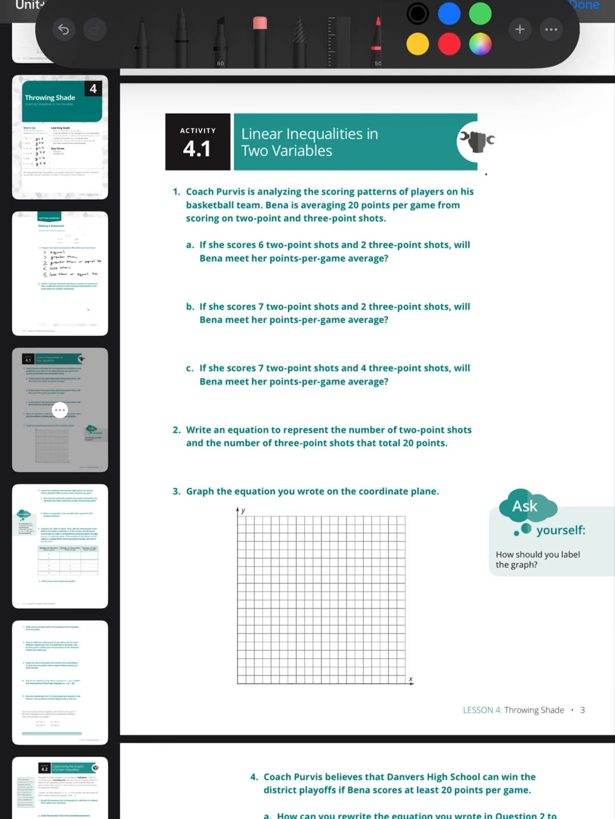So in other words, we got 2 times 6 2-point shots plus 3 times the 3-point shots she has, 2 of them. We need to know what that will equal. Well, if we simplify that, we get 12 plus 6 and we get 18. So that is not meeting her 20-point average. So this would be a no. If we want to write that as an inequality, 18 would be less than 20.